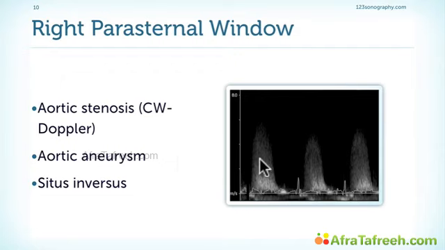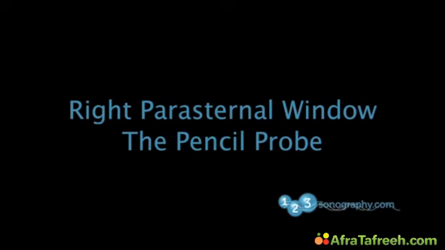This shows you the probably most important application of the right peristernal window. It's to assess aortic stenosis severity with the help of continuous wave Doppler. This is such a spectrum which we acquired from the right peristernal approach. We'll talk more about the importance and how to perform this view in the chapter on aortic stenosis, but we'll take a quick preview in the next demonstration.